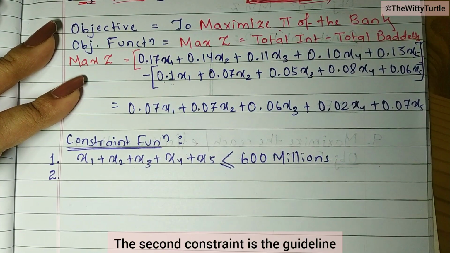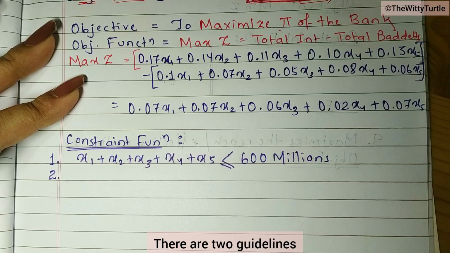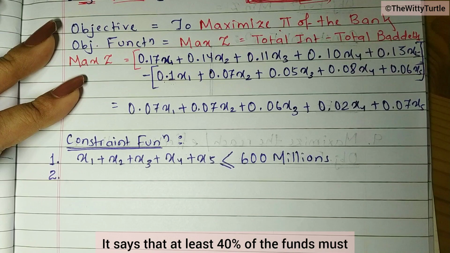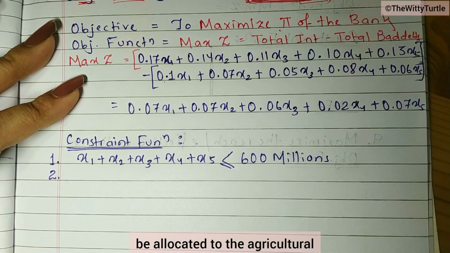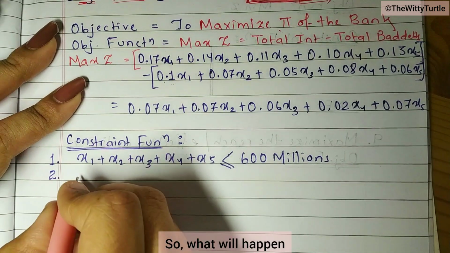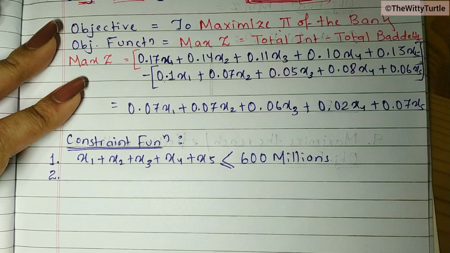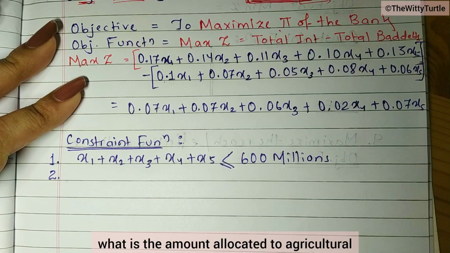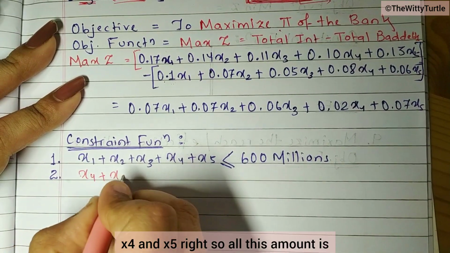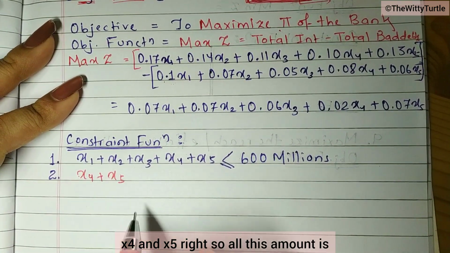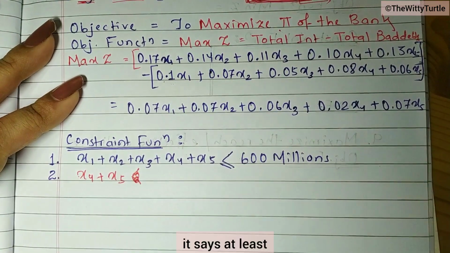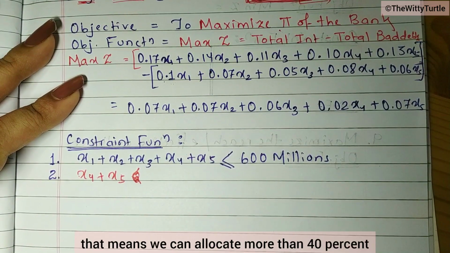Coming to the second constraint. The second constraint is the guideline. There are two guidelines which are set there. What is the first guideline? It says that at least 40% of the funds must be allocated to the agricultural and commercial loan. At least 40%, right? So what will that become? Okay, so tell me, what is the amount allocated to agricultural and commercial loan? x4 and x5, right? So all this amount is how much? It says at least, that means we can allocate more than 40% also.